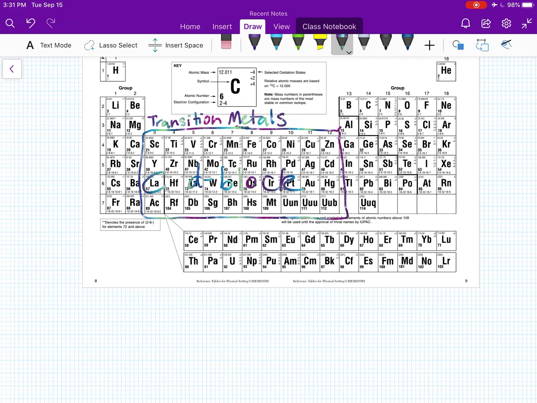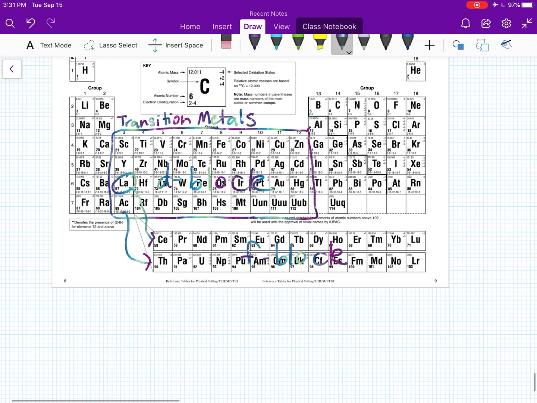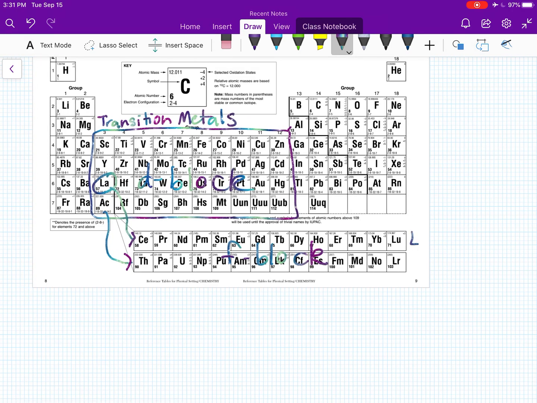Down here, we kind of have lanthanum. Going down here, we have the lanthanides and the actinides. And these correspond to the filling of the F orbital. So we call this the F block. So that first row here, these are the lanthanides, just because that series starts with lanthanum. And this is the actinides.